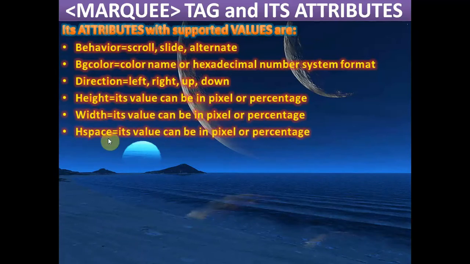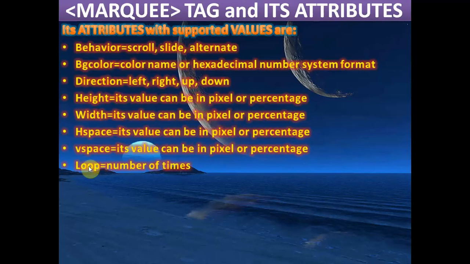Next is horizontal space. Its value can be written in pixels or percentage. Next is vertical space, but you have to write vspace only, no space here. Its value can be written in pixels or percentage. Next is loop. It defines how many times you want to animate your text, how many times you want to scroll the piece of text on your web page. Loop means number of times, like 10 times or 20 times. By default it is unlimited, an infinite number of times, but you can define a number here as per your requirement.